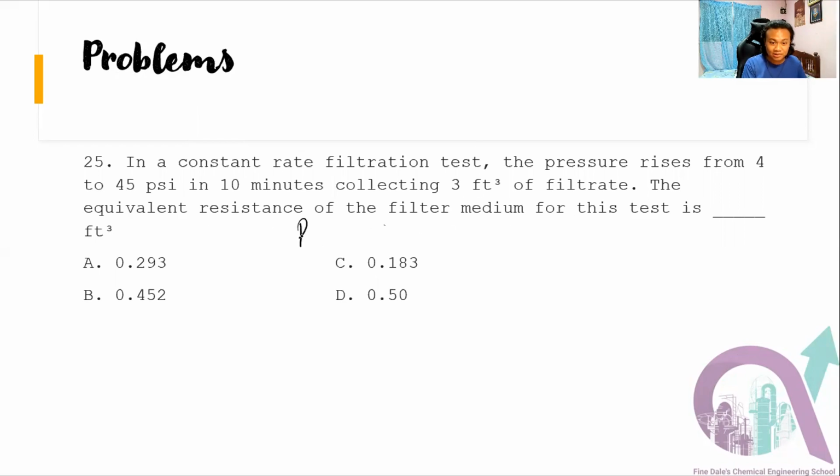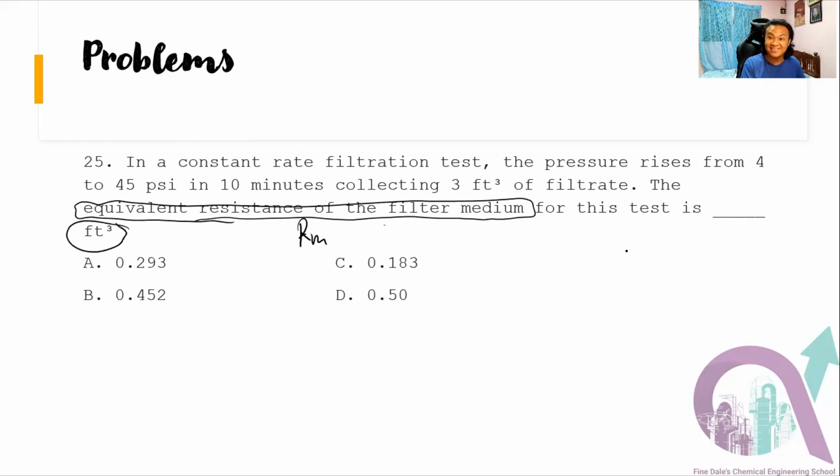Then last number, this is actually simple, not very hard, right? But note what they are asking for is the equivalent resistance of the filter medium. But look at the unit, cubic feet. Right? So this is what I said earlier, right? The filter medium resistance is actually directly proportional to the fictitious volume, right? The fictitious volume. So how do we solve for the fictitious volume? Because the unit is cubic feet.